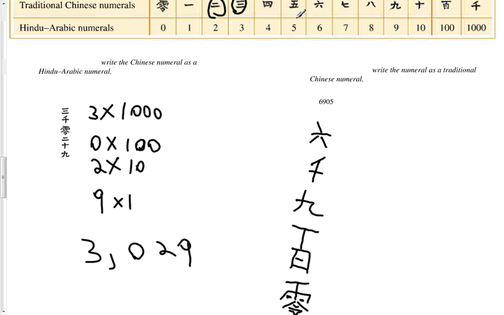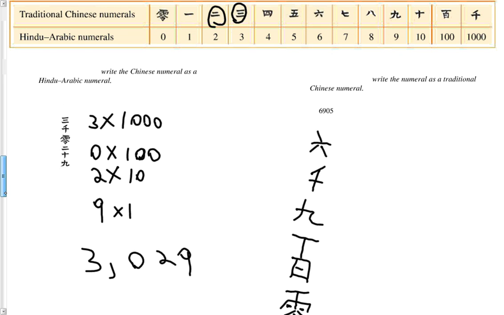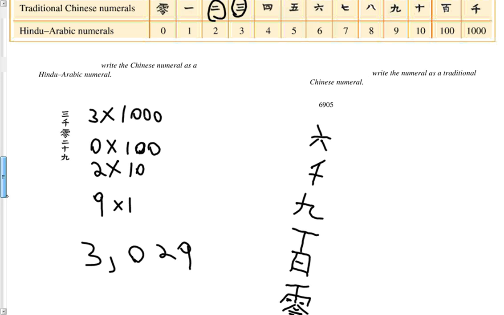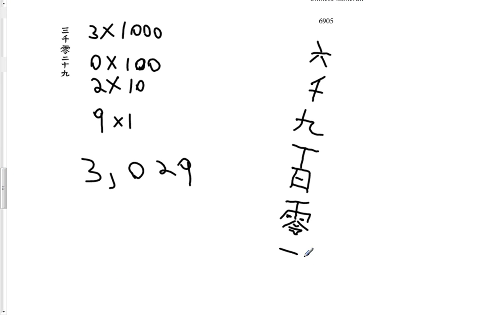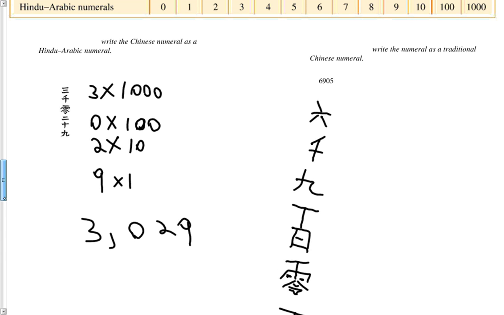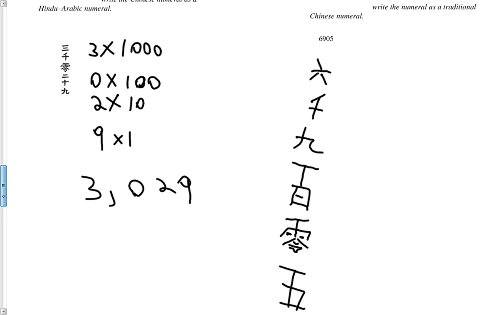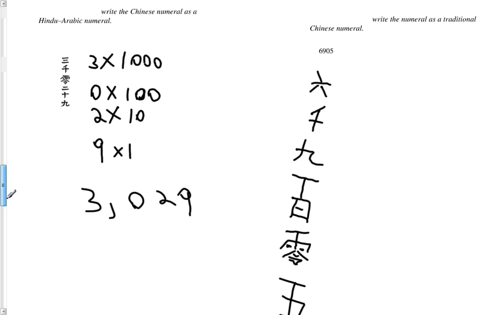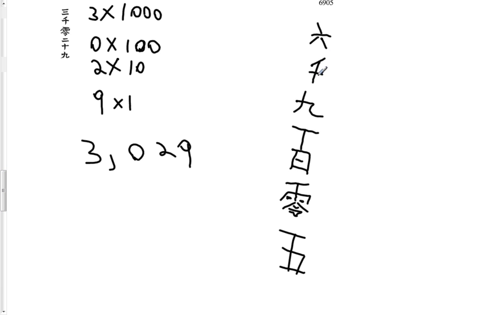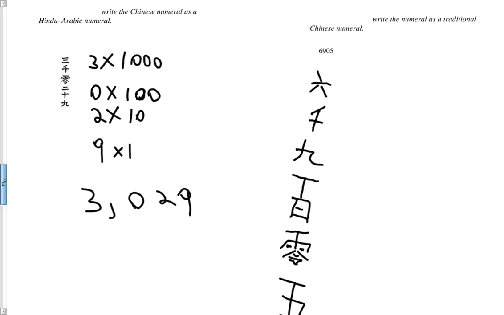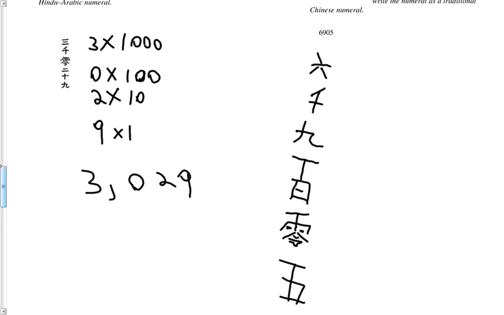So I just need the numeral for 5. The numeral for 5 looks something like this. So there we have it. That would be the numeral for 5, and I would have the number 6,905. And that would be the traditional Chinese numeral to represent that Hindu Arabic number. So that is how we work with the traditional Chinese numeration system.